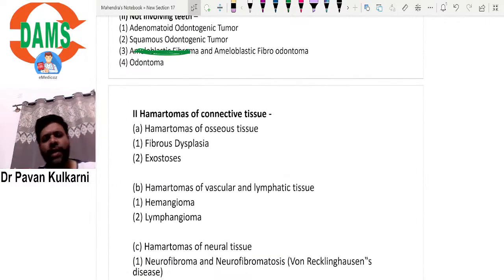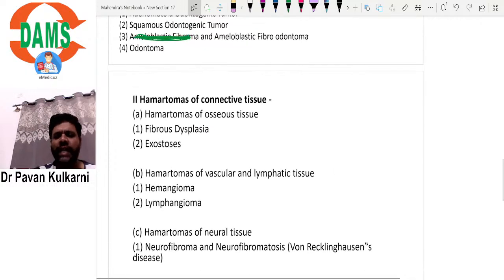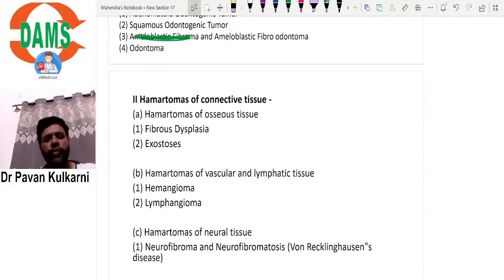Now, what are the hamartomas of connective tissue? Mainly the bone or the osseous tissue: fibrous dysplasia. All of us know fibrous dysplasia is a developmental condition which affects the maxilla. So fibrous dysplasia is now classified as a hamartoma.